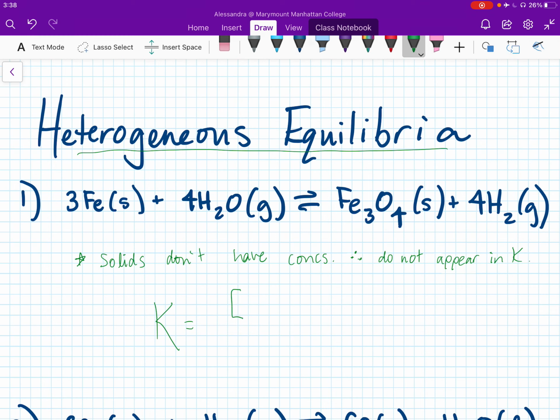So products over reactants, the only gaseous product is H2. We would raise it to the 4th power because that's its stoichiometric coefficient. And the only gaseous reactant is water. So we would have water raised to the 4th power again because it's its stoichiometric coefficient. So that would be it for the equilibrium constant for this reaction. We don't include the solids in the expression for K because they don't have concentrations.